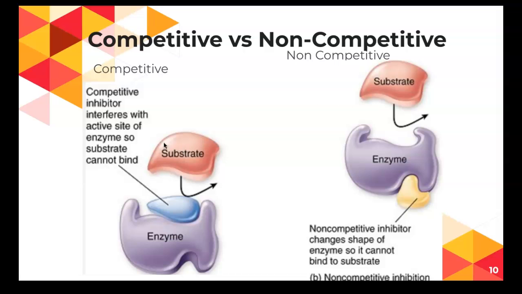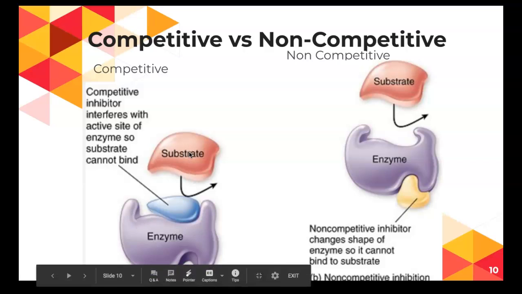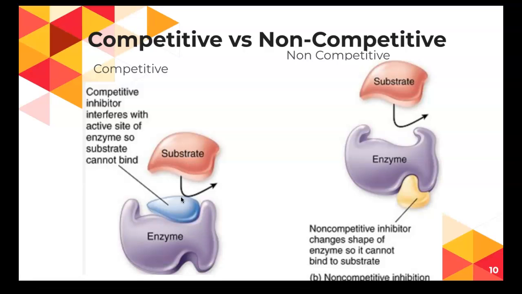So, competitive is when we have a substance that will bond to the actual active site, blocking the substrate, the thing that is building or the thing that's being broken down by the enzyme, from binding to the active site. So it's called competitive because this inhibitor is competing with the substrate for the active site.